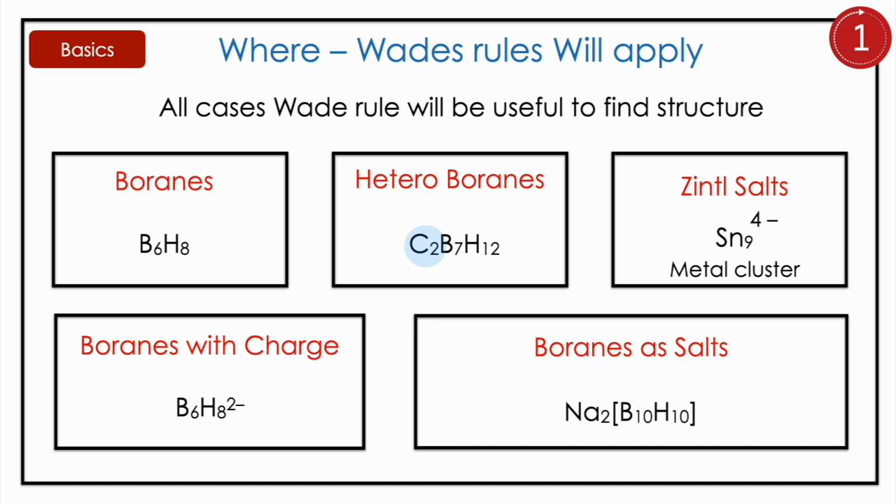Then boranes with charge. Charge is basically removing or adding hydrogen. There also Wade's rule will be applied. Then borane as a salt, that is charged boranes balanced with a metal ion. So metal salts of boranes. So there are 5 categories where you can apply Wade's rule and find the structure.